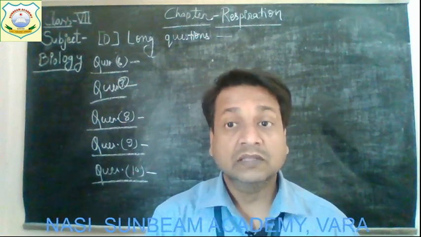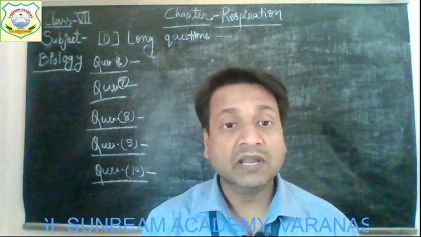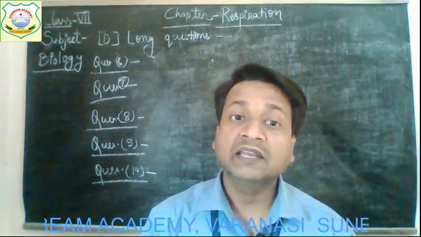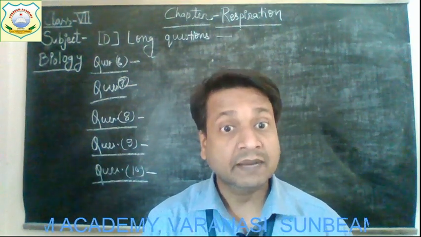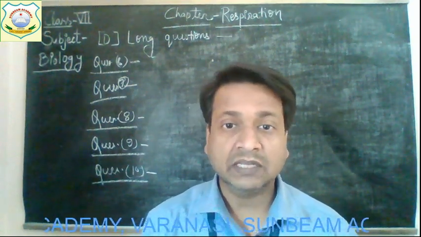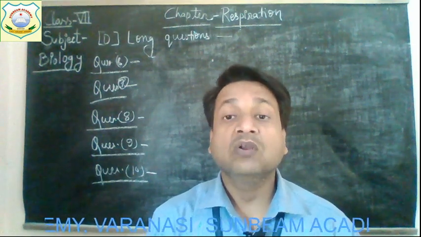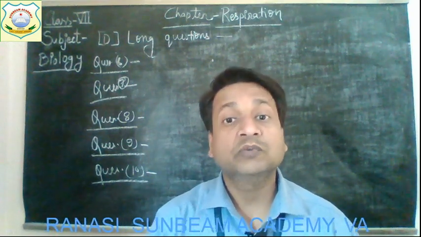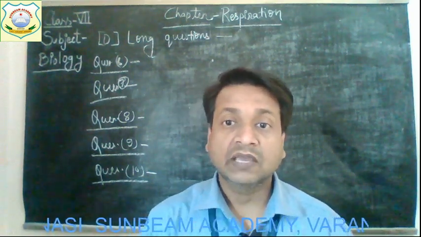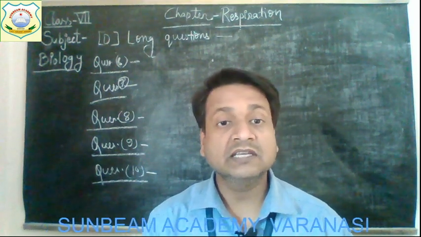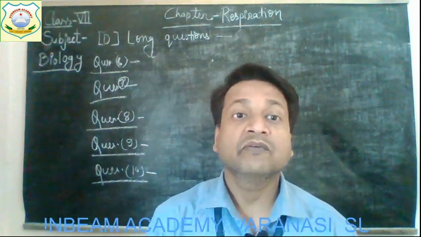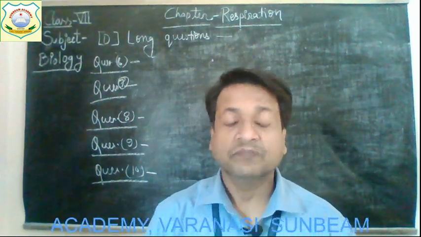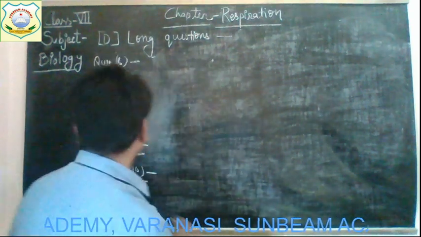Understood? The amount of energy given out in anaerobic respiration is much less than that in aerobic respiration. And sometimes during strenuous activity, like exercise such as long distance running, our body cannot get enough oxygen to produce the required energy. And to get the additional energy, anaerobic respiration occurs within our muscle cells. Okay, now the question number 11.